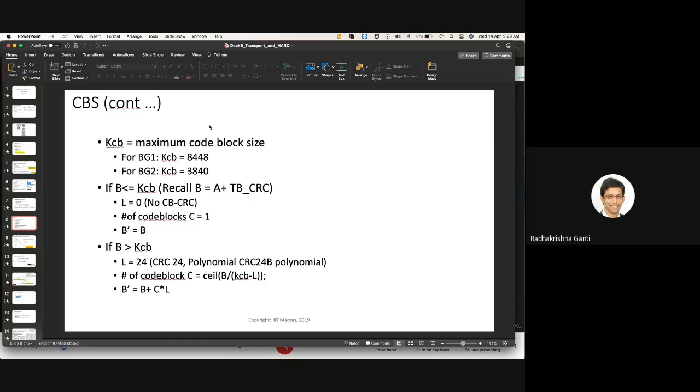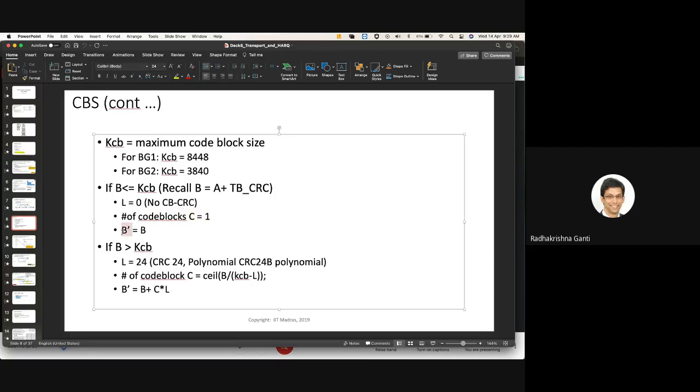Okay. So how do we determine the number of code blocks? This is the technique. KCB is the maximum code block size. As I said, for BG1 it is 8448 and for BG2 it is 3840. So B is determined. B is equal to A plus TB CRC. TB CRC is either 24 bits or 16 bits. So now you have capital B bits. If this B is less than the maximum code block size, there's no need for code block segmentation, and the number of code blocks will be equal to 1. Then you don't add any CRC.